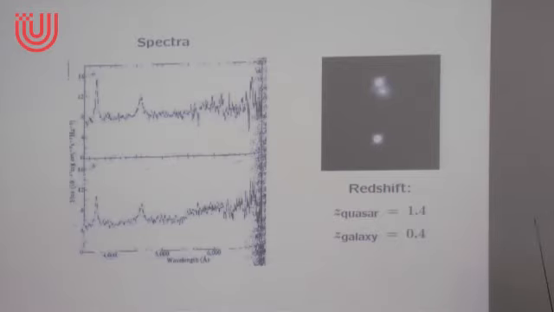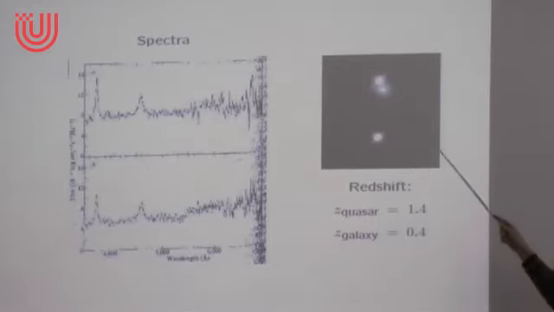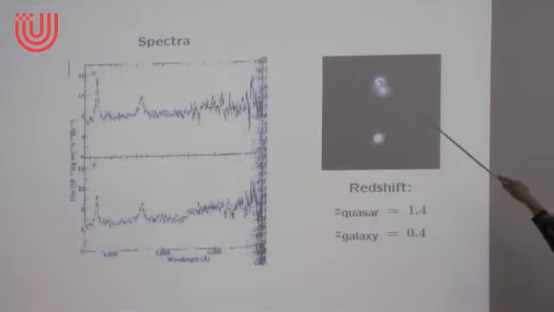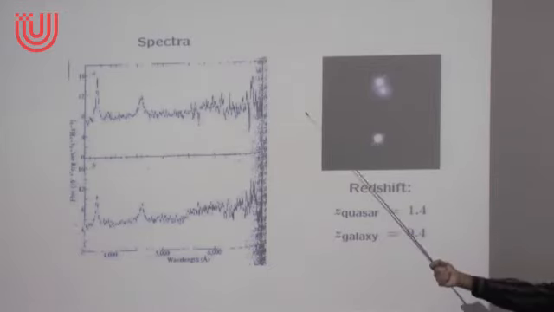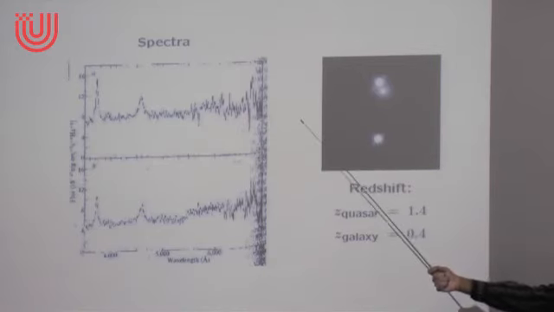And a very strong support for this idea comes from the redshift. If you measure the redshift of these three things, then you see that these two images have precisely the same redshift, namely 1.4. And this thing here has a much smaller redshift. The redshift in cosmology is a measure for the distance. Yeah, the farther away, the bigger the redshift.